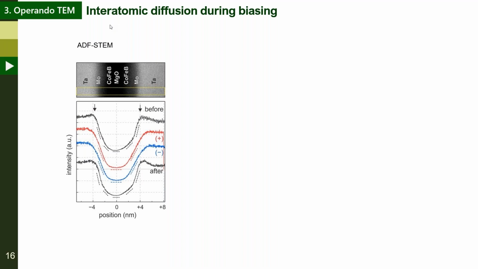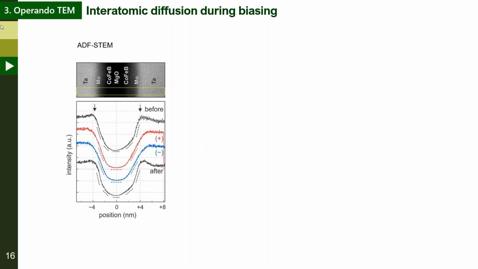Okay. So next, we carried out experiments to better understand the effect during biasing. For this, we applied a constant current. Before, we were applying a triangular-shaped current, but now we are applying a constant current, and we are acquiring STEM images during the biasing, and also acquiring more spectroscopy during biasing.